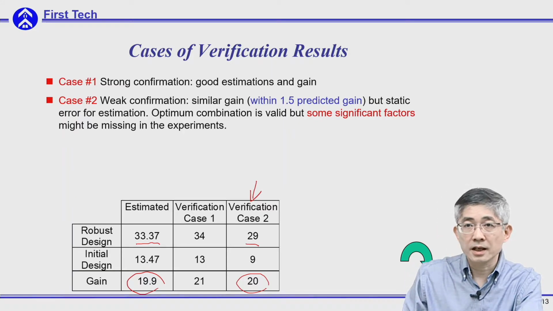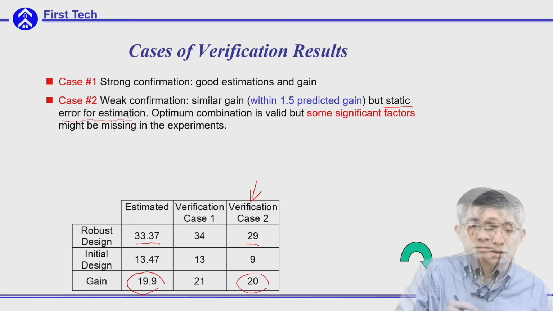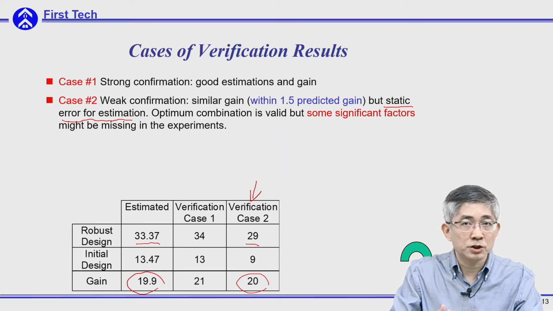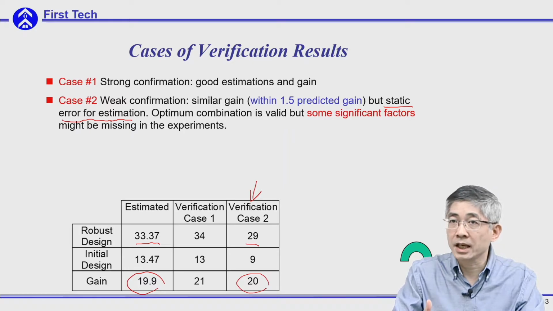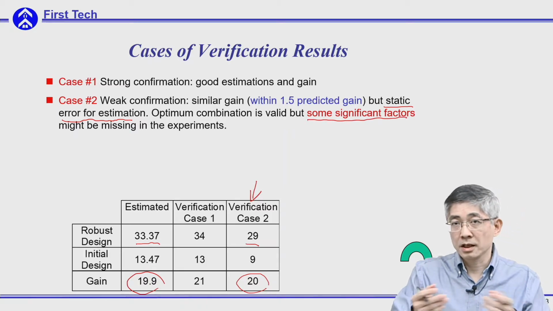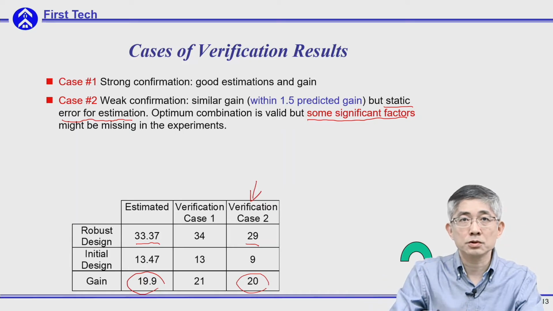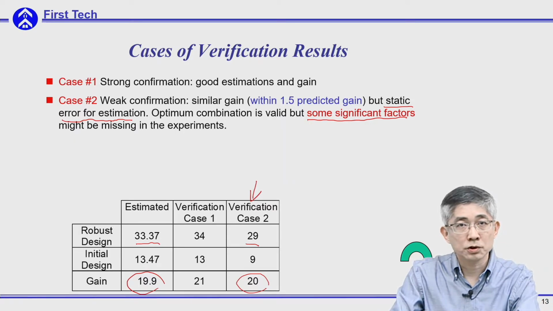However, if you look at that, you can understand there is a static difference between your verified result for both robust and initial design. You have a static error. So you can conclude that you have a weak confirmation of your result. Why still a confirmation? Because your gain is similar to the predicted value. But there's a static difference between the predicted value of robust design and initial design. So there might be some significant factors which are missing in your model. So you need to go back to your experiment and your model to examine whether there are some important control factors you didn't include in your model. However, for the current control factors, your selection for the robust optimum is still a valid selection.